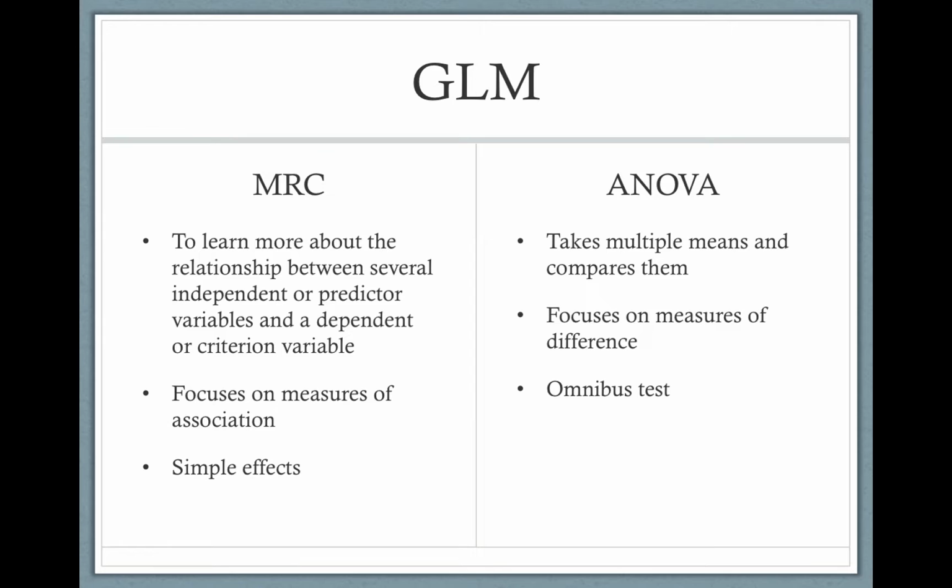Within MRC, the objective is to learn more about the relationship between several independent or predictor variables and a dependent or criterion variable. It allows the researcher to ask and hopefully answer the question, what is the best predictor of? Whereas ANOVA takes multiple means and compares them. There are similar assumptions underlying the models. They both offer some similar hypothesis tests, omnibus tests, and simple effects, and because the GLM is a linear model, they both require linear or additive effects, and they both focus on understanding variance, but do so in a different way. I will talk about that later in the presentation when I go into the diagnostics.